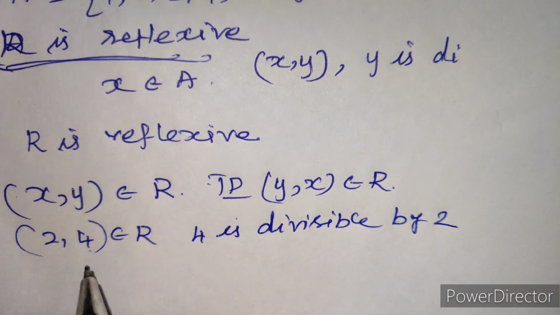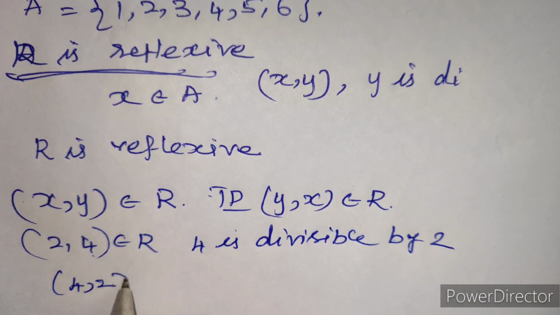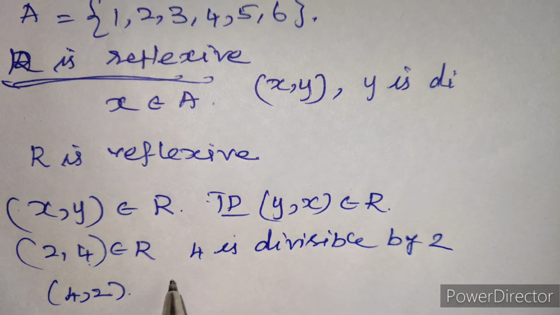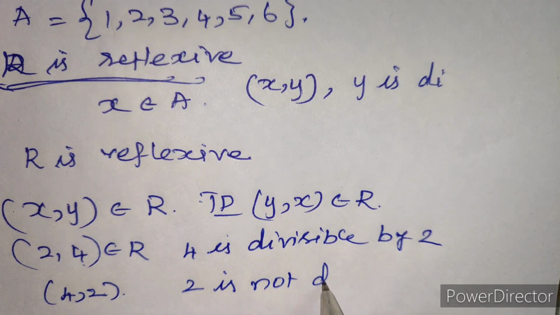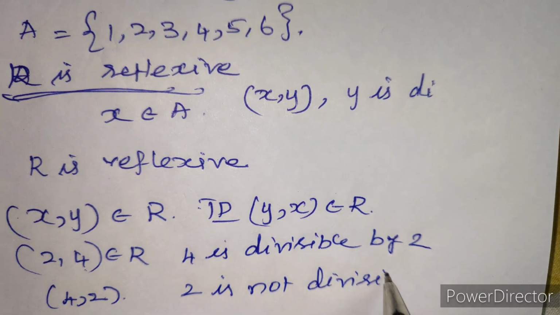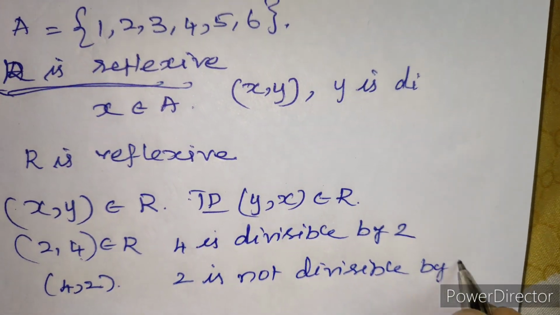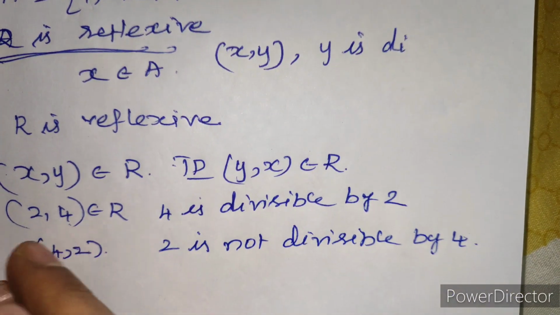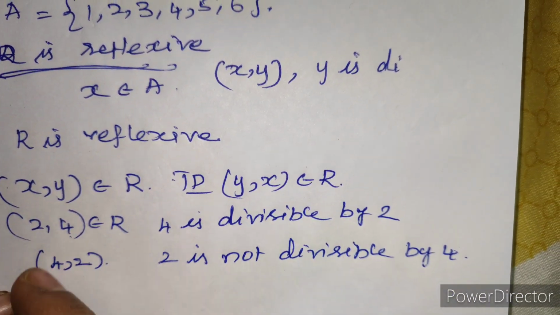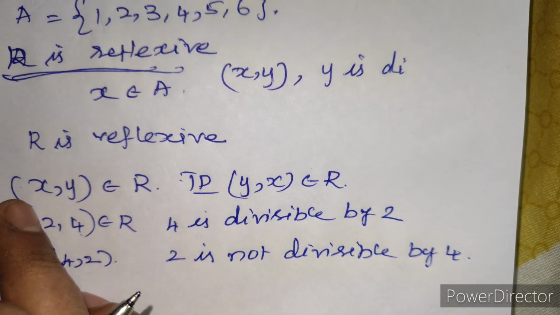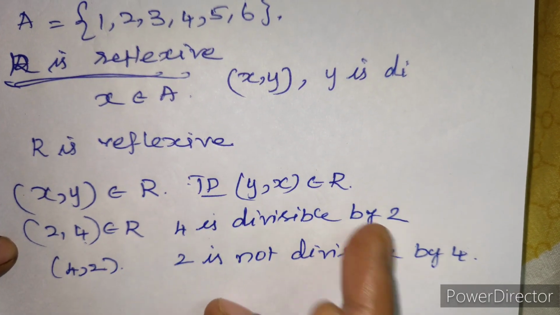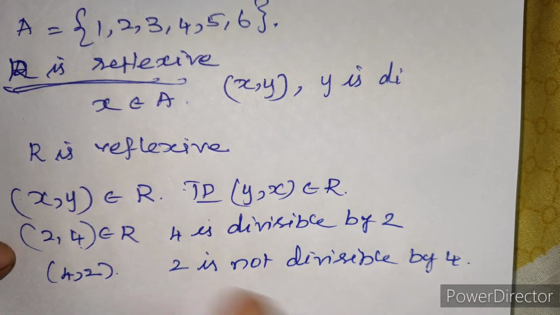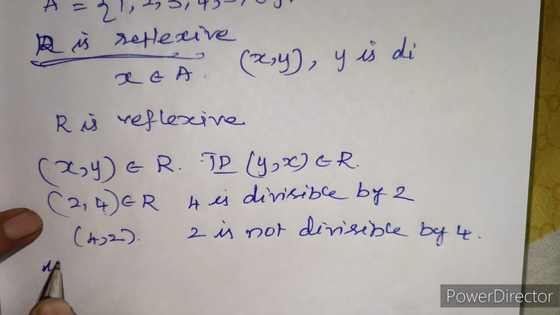But if I take (4, 2), what will happen? Here 2 is not divisible by 4. So here it is not symmetric, because (2, 4) belongs to R, but (4, 2) doesn't belong to R. Therefore, it is not symmetric.